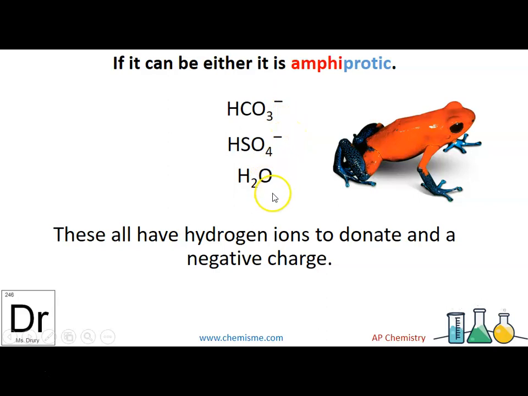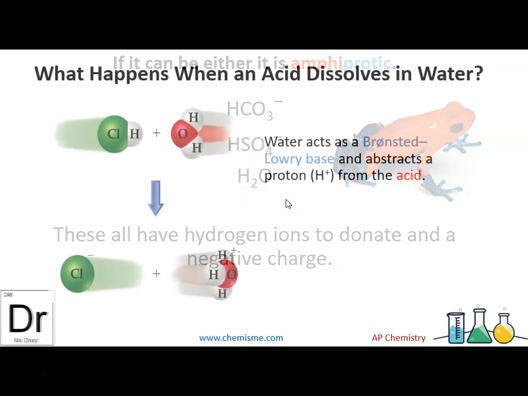And the exception to that rule is water. We have to know that water can do both as well. It can gain an H+ and become H3O+, which is not as intuitive as the previous two that would gain H+. And it could also lose its hydrogen in the front. So these all have hydrogen ions that you could donate and a negative charge, except for water. You just need to know.